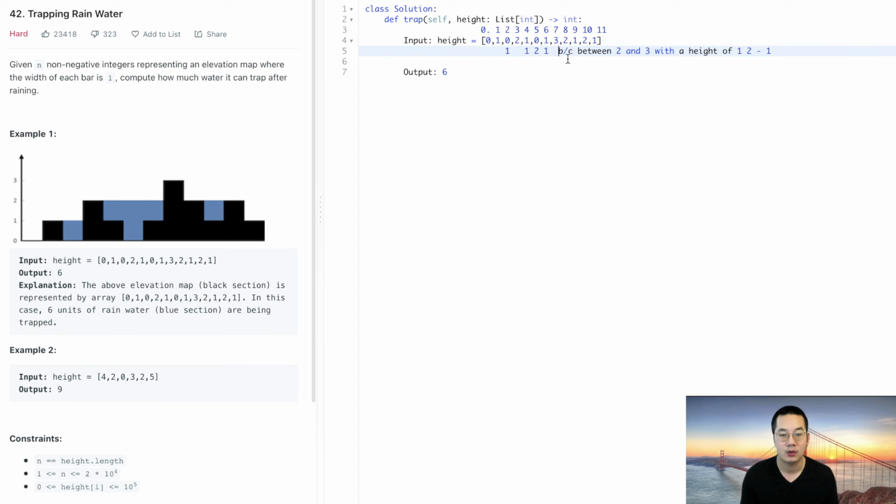There are no values higher than 2 on the left side, and because there are no values on the left side higher than 2, it is 0. And of course, to the right side, there is a 3. For the 3, there's no higher level of elevation to the left. There's no higher elevation to the right. And so it is 0.